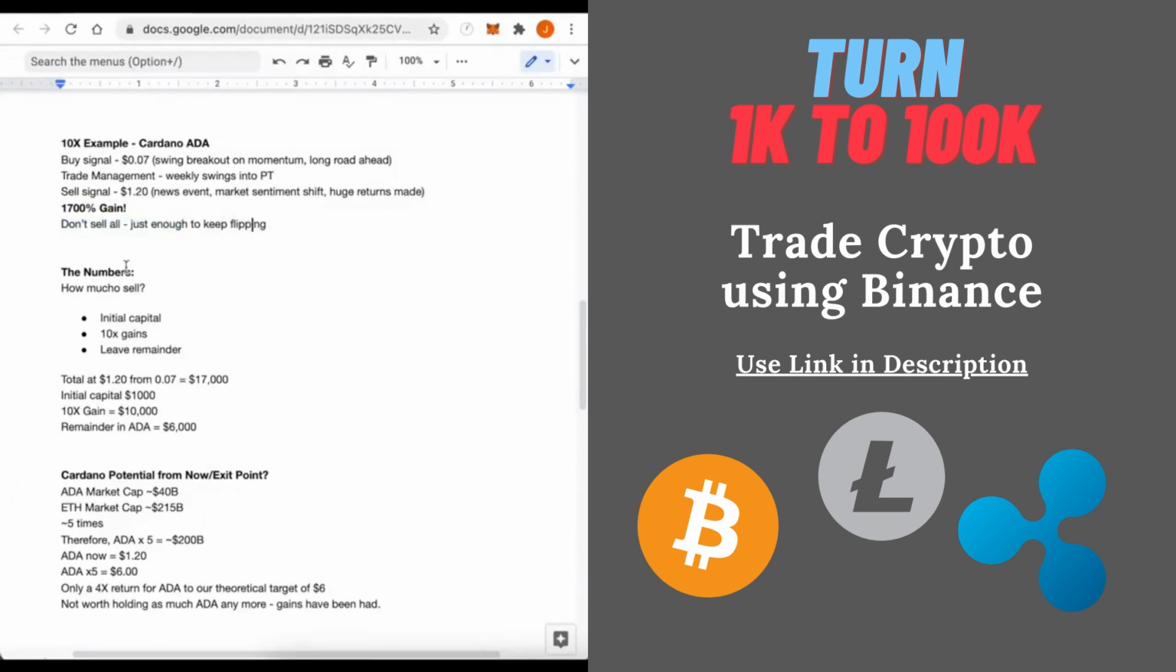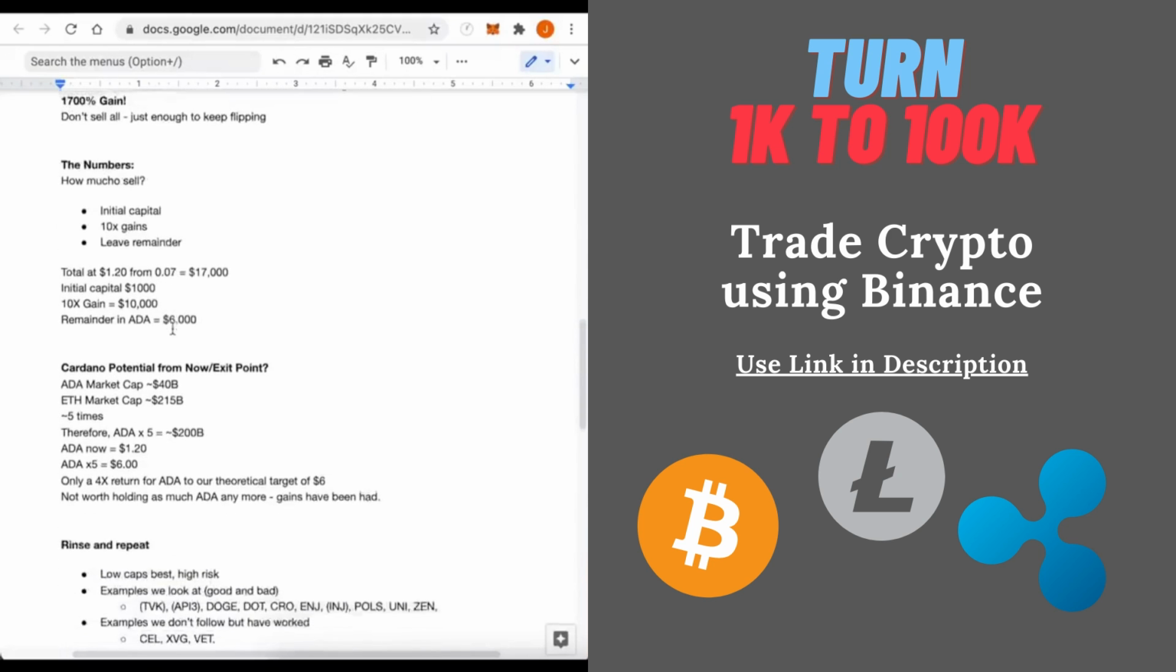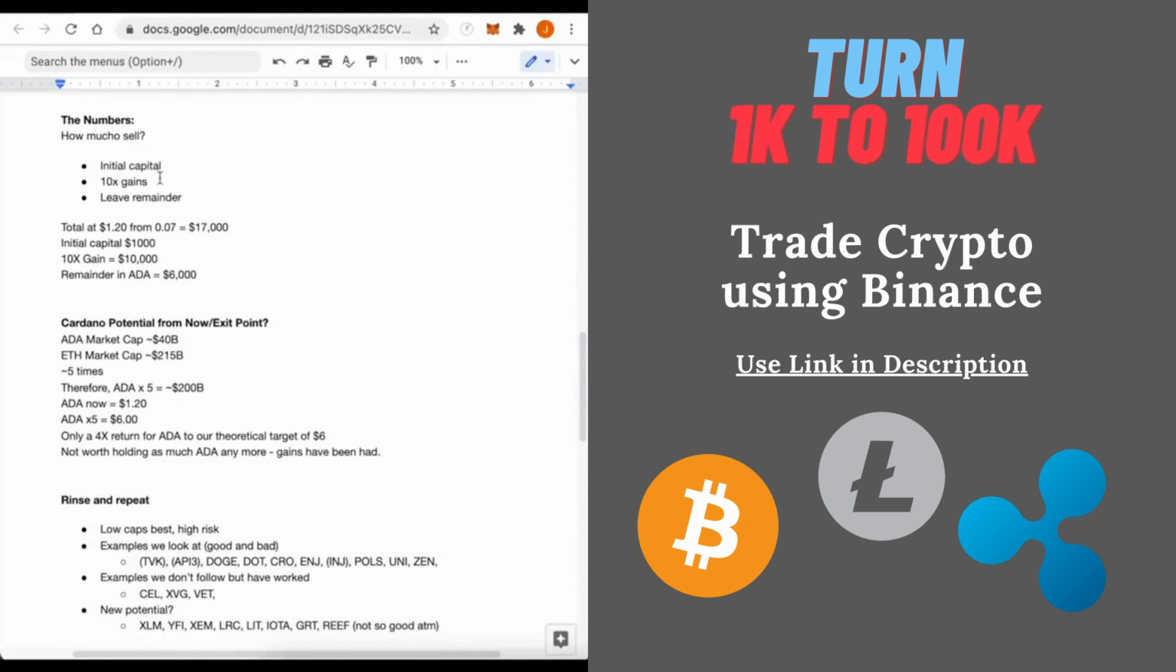Now, granted, this is a pretty great example, and not all of them are going to be like this. Just keep that in mind throughout the video, but we're just looking at maths and numbers. I know I've said that many times. The numbers, how much to sell. All right, initial capital. We said we put in $1,000, 10x. So we want to get that 10x gain so we can flip it somewhere else. And then we can leave the remainder in Cardano, because maybe Cardano goes extra far. Maybe it just shoots up another 5 or 10x, who knows?